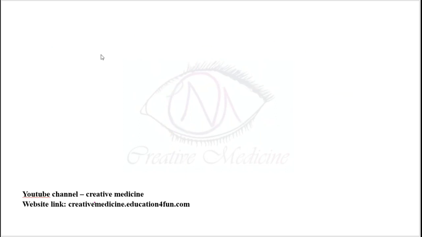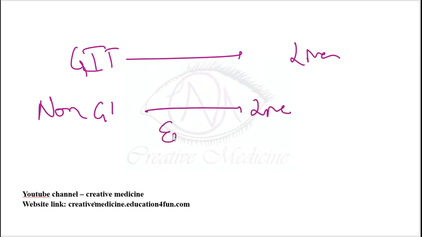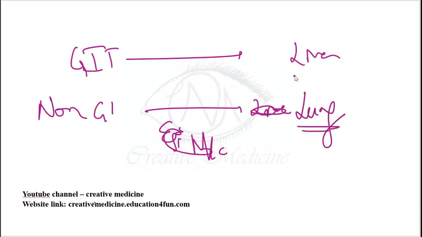So for malignancies of the GIT from the esophagus to the rectum, hematogenous spread goes to the liver. Most GI malignancies will metastasize to the liver. And what about non-GI malignancies? Non-GI malignancies most commonly go to the lungs, whereas GI malignancies most commonly go to the liver.